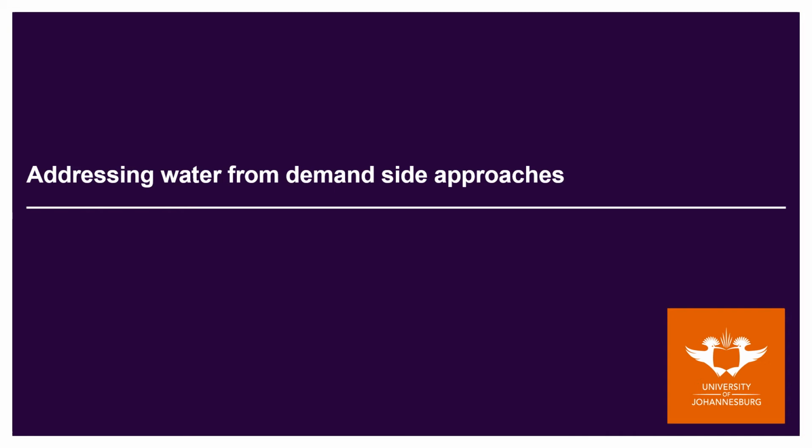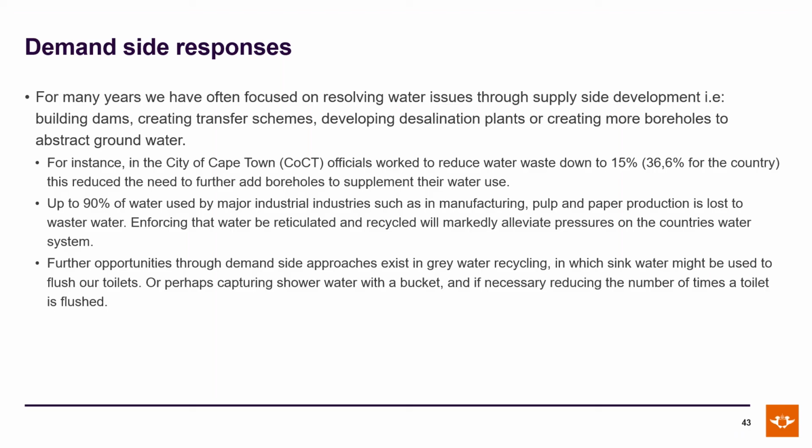So if we have a look at addressing water from a demand side, we've discussed the supply side, in which for many years we have often focused on resolving our water problems through supply-side development. That is to say, we built dams, we moved water from water-rich regions to water-poor regions, we developed desalination plants, or we addressed supply by drilling more holes into the ground in order to abstract groundwater. In Cape Town, for instance, officials worked to reduce water waste down to 15%, which is more than half the country's average. And so this reduced the need to supplement their water supply, so they could avoid drilling more holes or having to build a dam by reducing their intake.